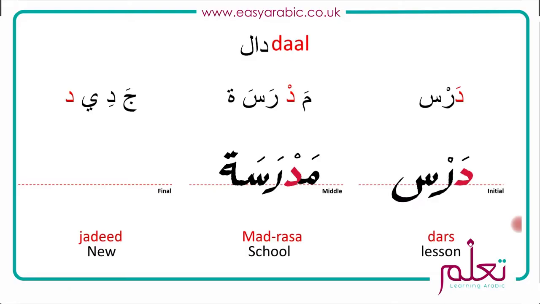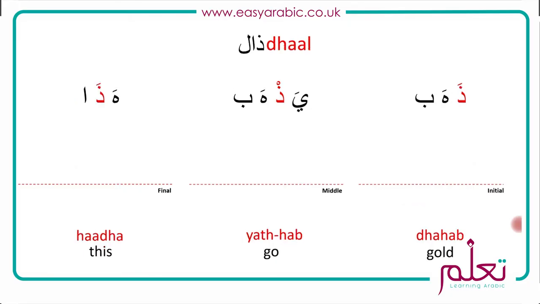Then we have jadid or gadid if you're from Egypt. So the letter Jim, then the Dal, then the Ya, and then the Dal. Jadid.